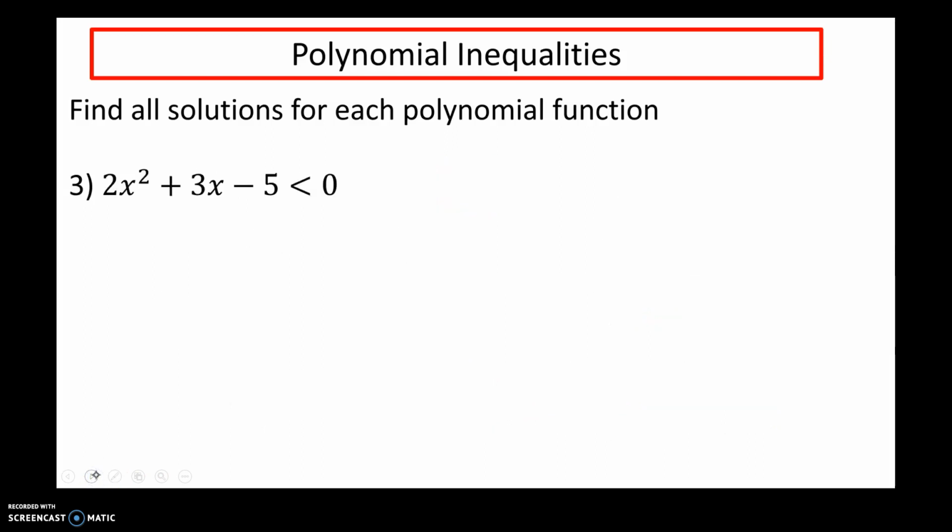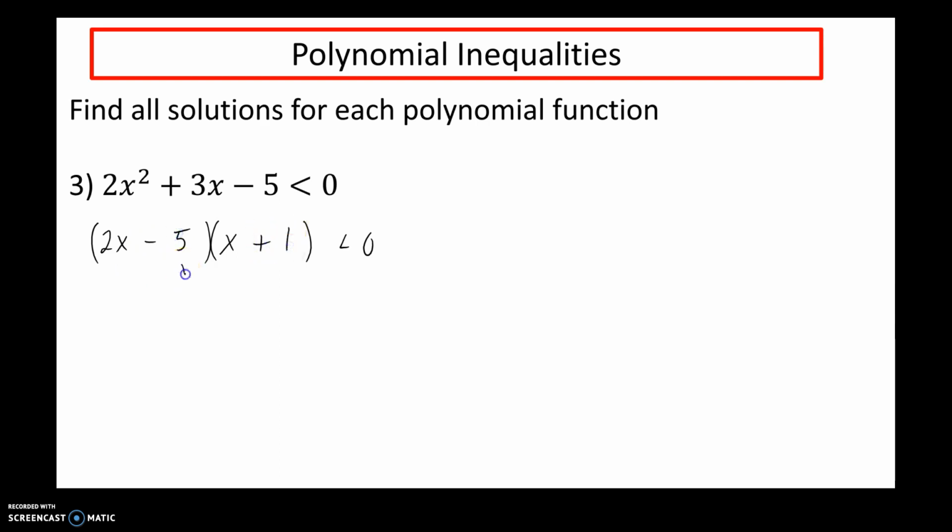All right, next one, find all solutions for the polynomial. So now my function's not in factored form, but graphing, trust me, is a lot easier to look at. So I'm going to attempt to factor this. Factors of 2x squared are 2x and x. I need my factors of negative 5, and then when I check it, it has to add to positive 3. So I'm going to put negative 5, positive 1.